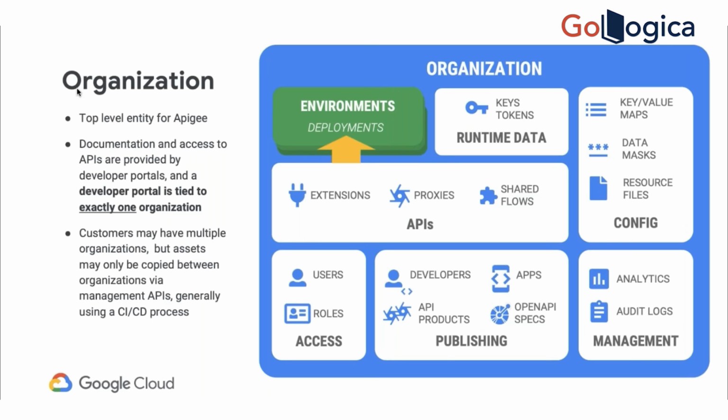From the Apigee development point of view, the organization is a top level entity. So you can share all the resources, all the APIs and everything within the organization, but you cannot do that outside the organization.